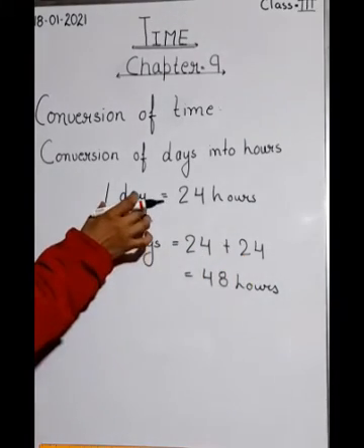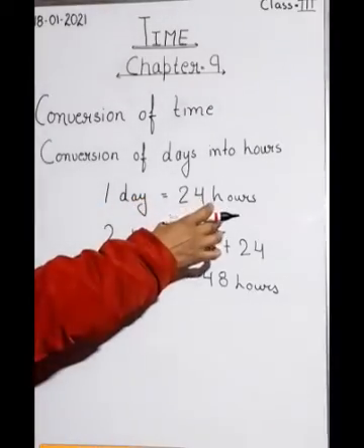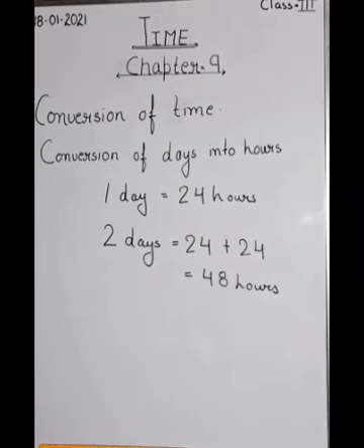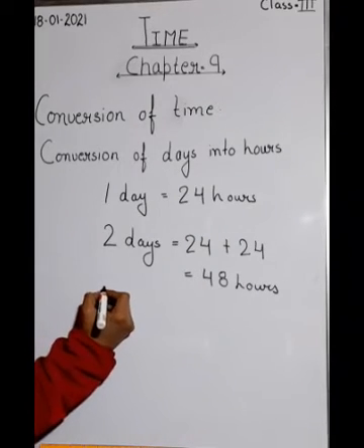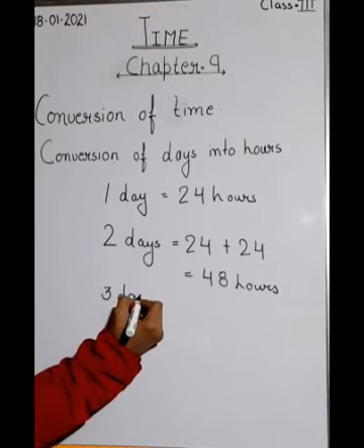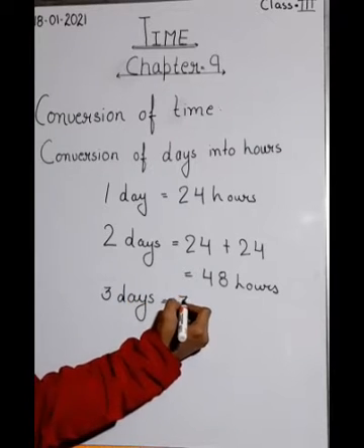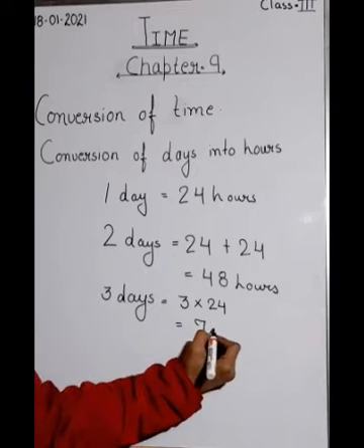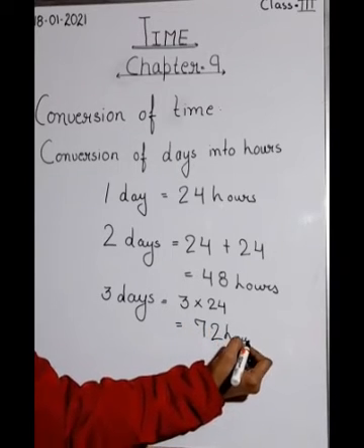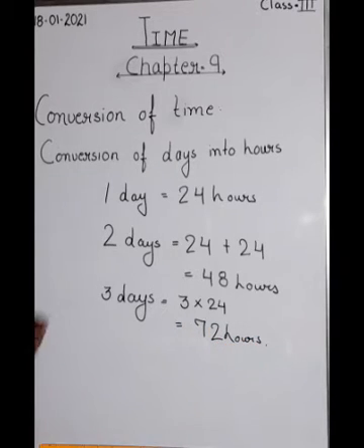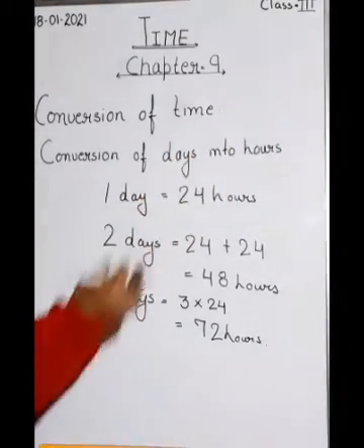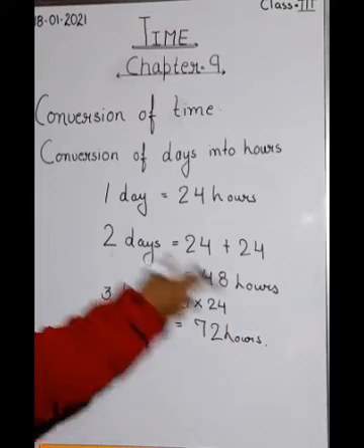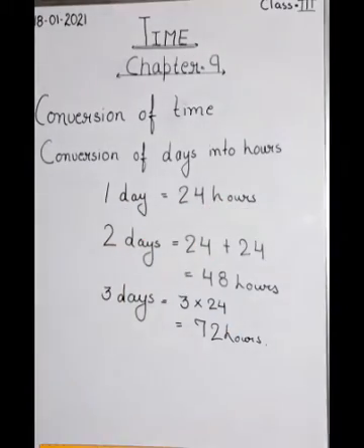So if you have to convert days into hours, you have to multiply the number of days by 24. Suppose I have to convert 3 days into hours, so you will write 3 into 24, and this will be 72 hours. So how are you going to convert days into hours? By multiplying the number of days with 24. Why 24? Because in one day we are having 24 hours.